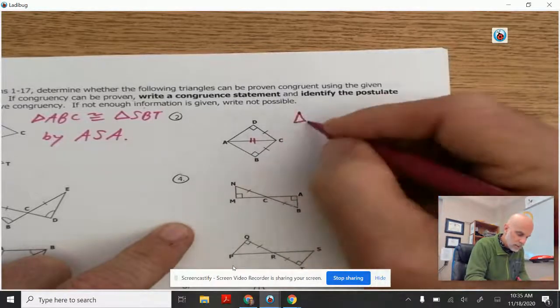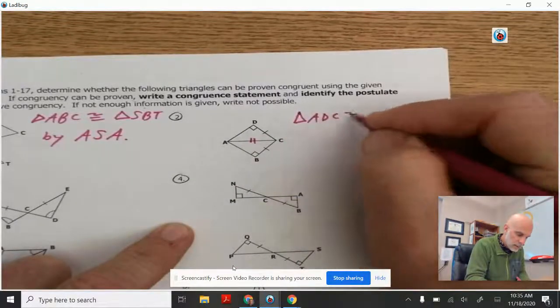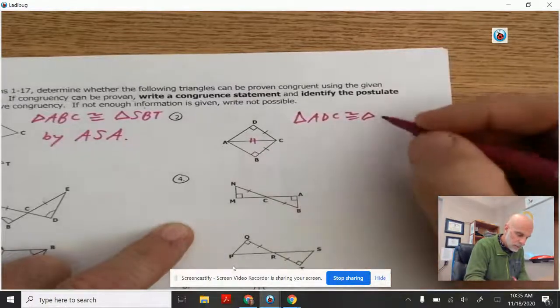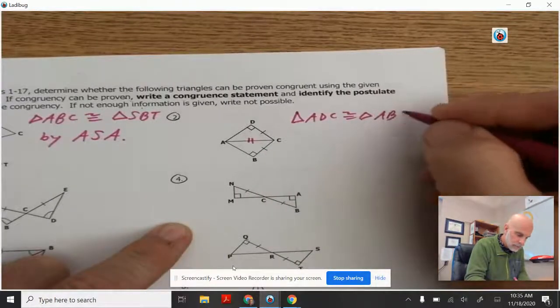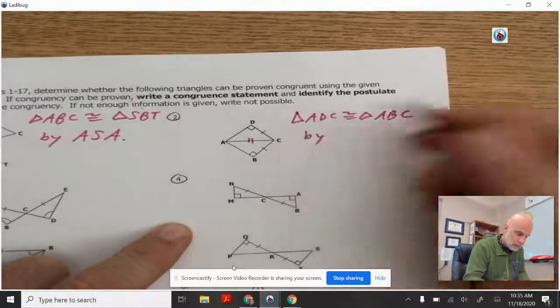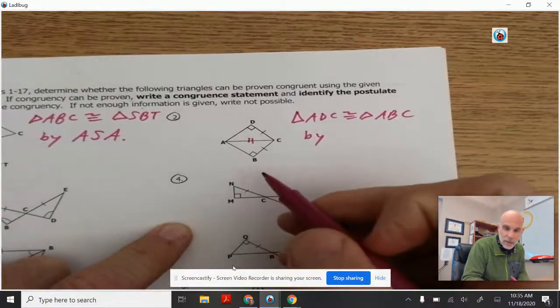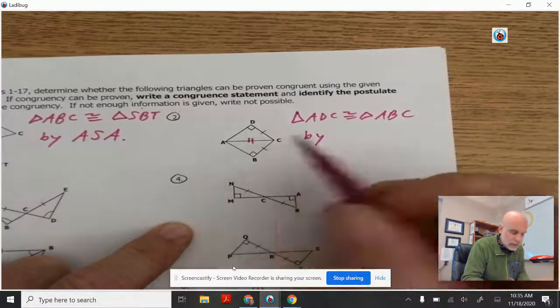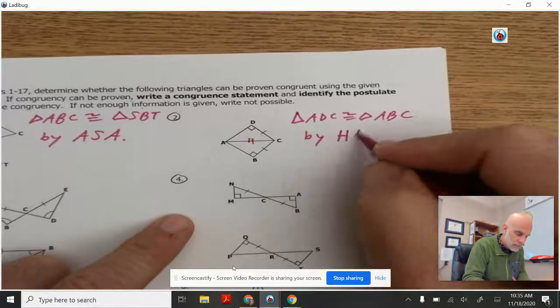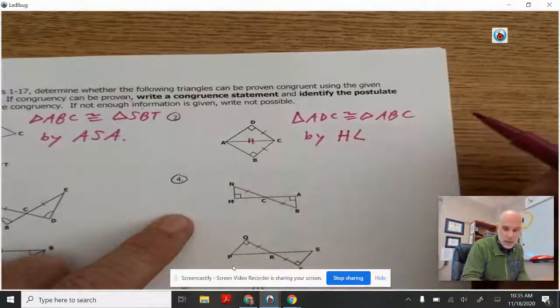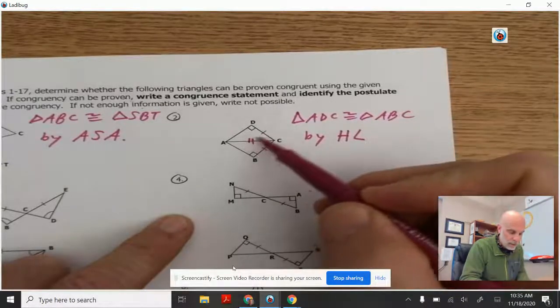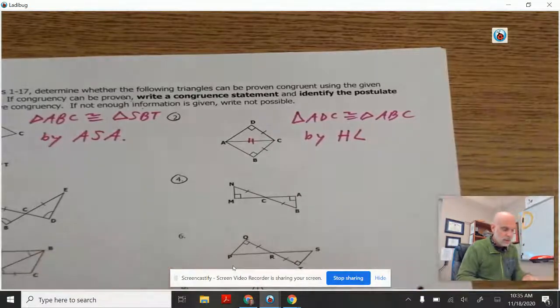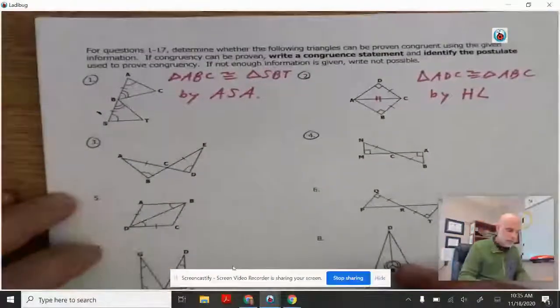So triangle ADC is congruent to triangle ABC by, which one is this one? Can you identify it before I do? This one is HL. Okay, it's not side, angle, side, because the angle is not right in between the two sides. All right, and they are right angles.